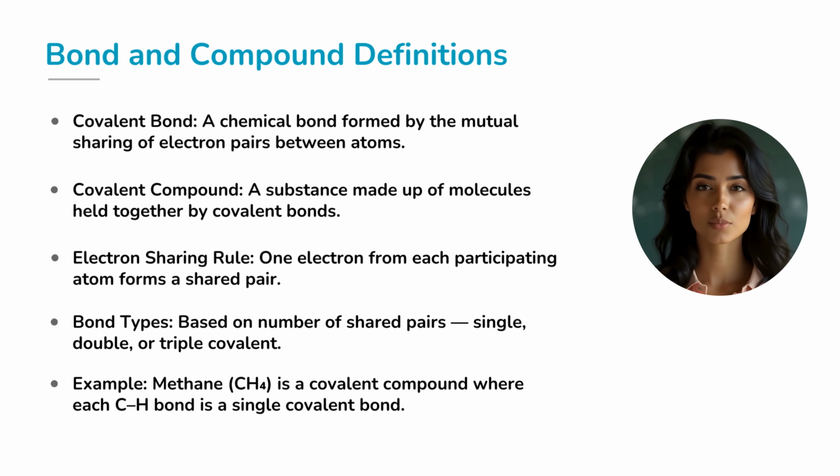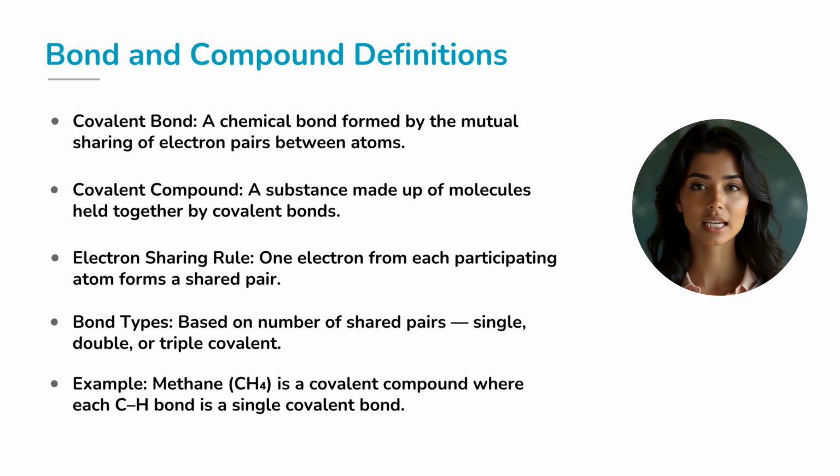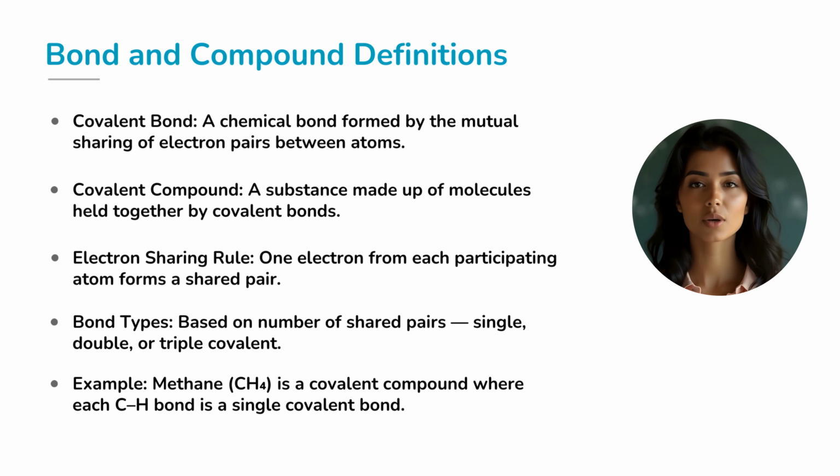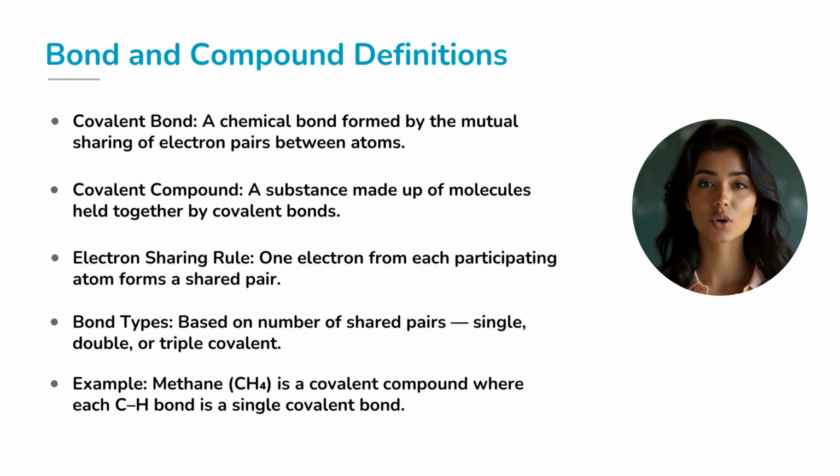Now let's clarify two important terms, covalent bond and covalent compound. A covalent bond is the chemical link that forms when two atoms mutually share electron pairs. It's like a handshake where each person contributes equally. But when multiple atoms are bonded like this, the result is a covalent compound. These are discrete molecules, not ions, and they're found everywhere, from methane in your gas stove to glucose in your food. Each covalent bond consists of one shared pair contributed by both atoms. Depending on the number of shared pairs, the bond can be single, double, or triple.